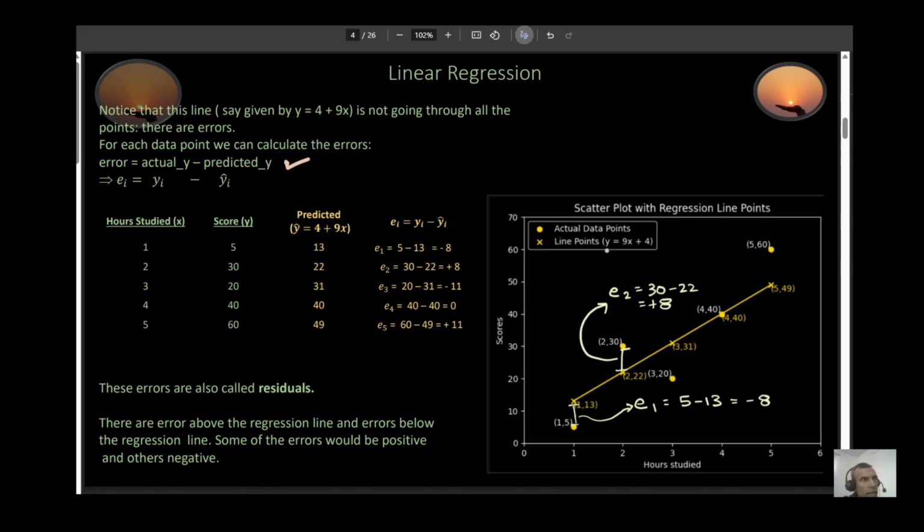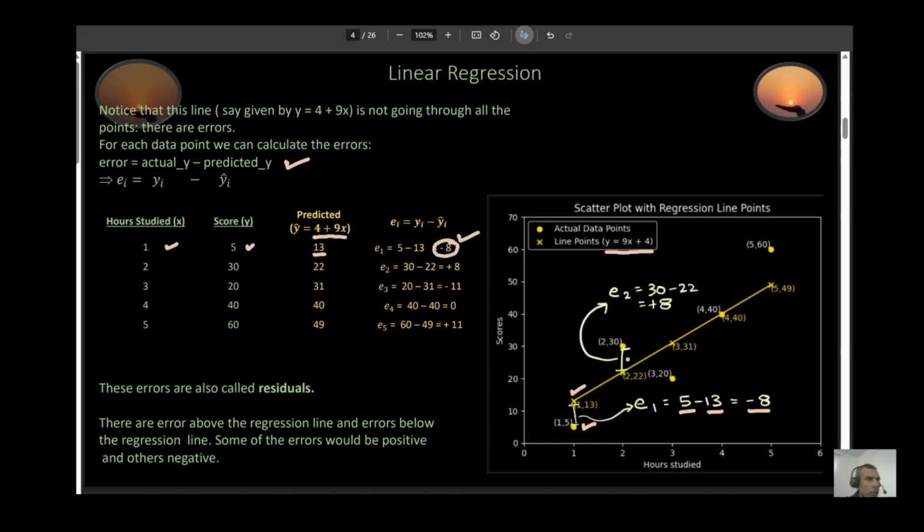Let's say the equation of the line is given by y equals 4 plus 9x. I'm just picking any line. So my hours studied is 1, and the actual score is 5. Based on the line, your equation of the line is 4 plus 9x, the value of y is predicted to be 13. So I plot this point over here. My 1 comma 5 is this point, the actual, and my 1 comma 13 is this right here. So the difference between these two is 5 minus 13. The actual value of y is 5, and the predicted value of y is 13. So 5 minus 13 is minus 8. And I put minus 8 over here.